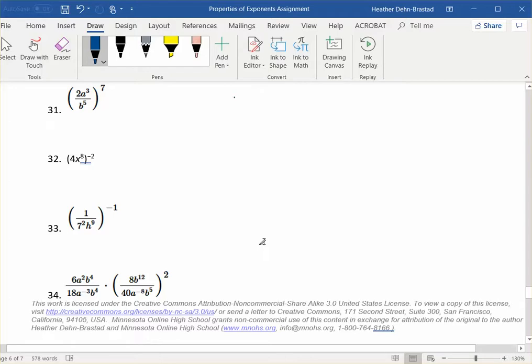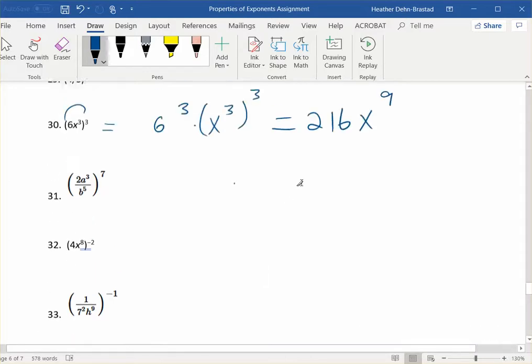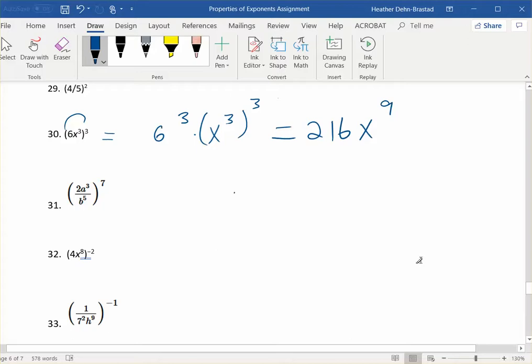So if you get stuck on any of these, remember to go back to what it means and always look back at that first page that has the rules summarized, the shortcuts. And let me know if you get stuck.